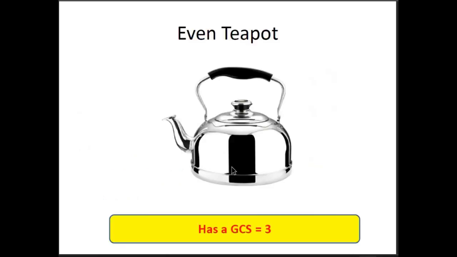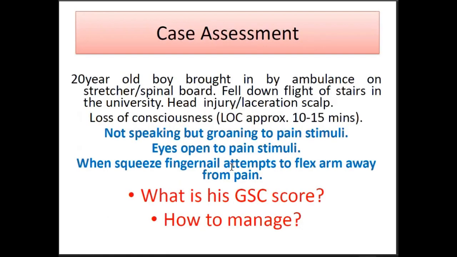Okay, so the patient has GCS 3. Okay, يعني إذا كان عندكم case assessment، عندكم patient 20-year-old boy brought on a stretcher, spinal board بعد ما طاح من الدرج. عنده head injury lacerated، عنده loss of consciousness يعني غاب عن وعي approximately 10 to 15 minutes. هنا معناتها إيش؟ It's an important head injury. Okay. So now صحي شوية.